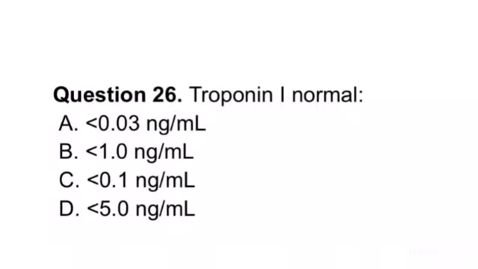Cardiac labs. Question 26. Troponin I normal. A, less than 0.03 ng per ml. B, less than 1.0 ng per ml. C, less than 0.1 ng per ml. D, less than 5.0 ng per ml. Answer A, less than 0.03 ng per ml.